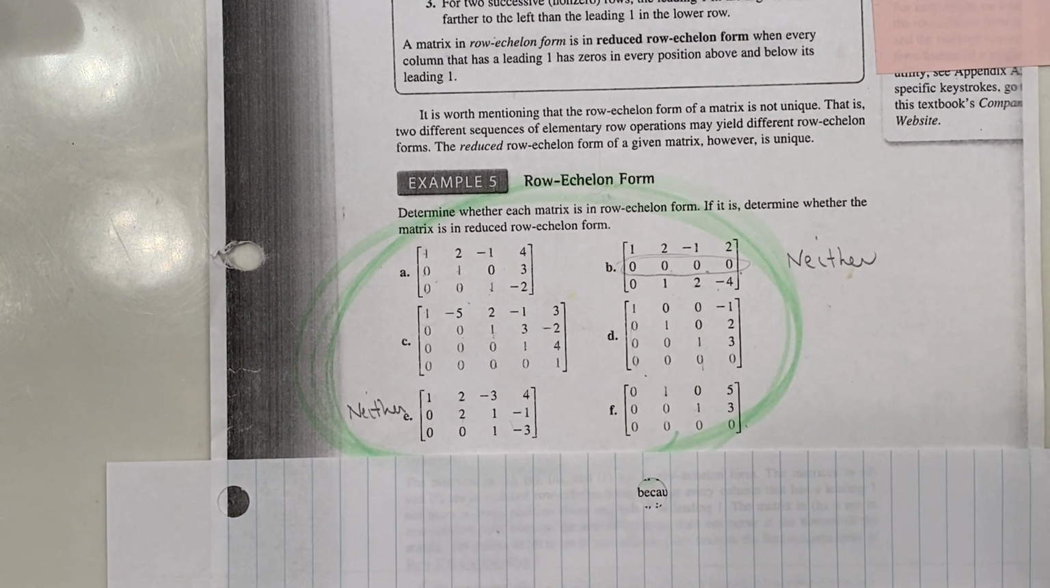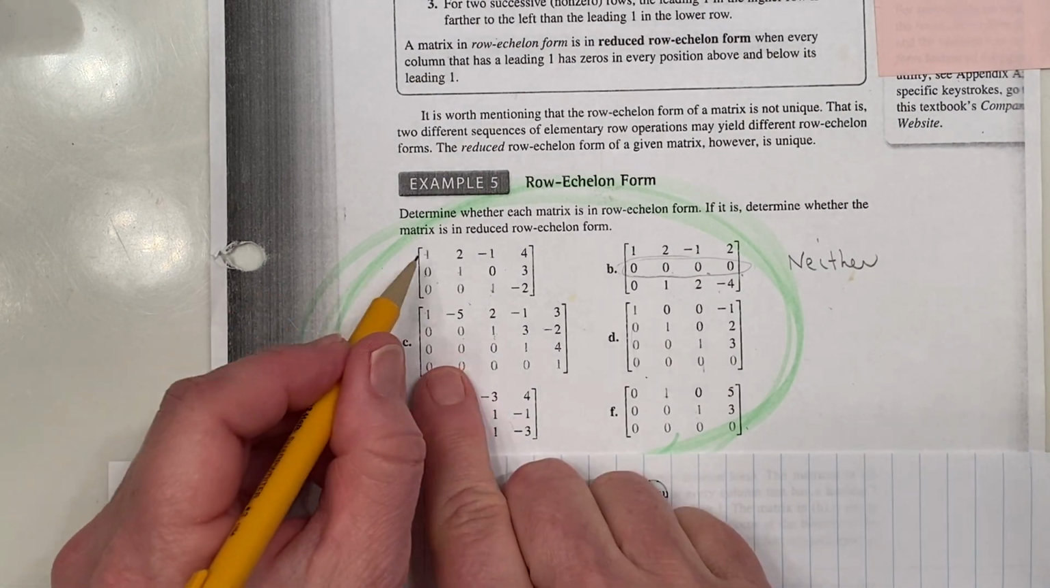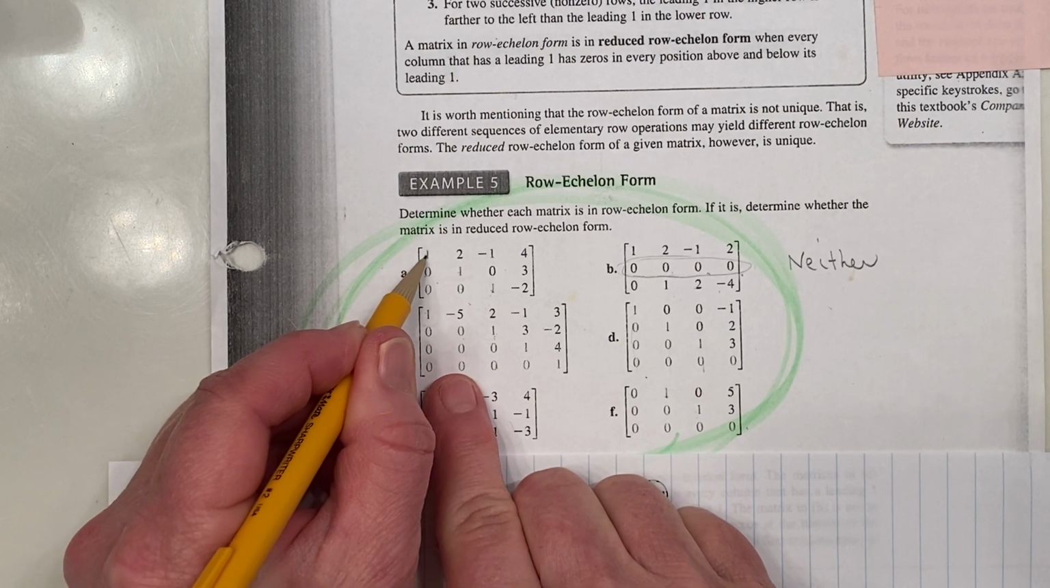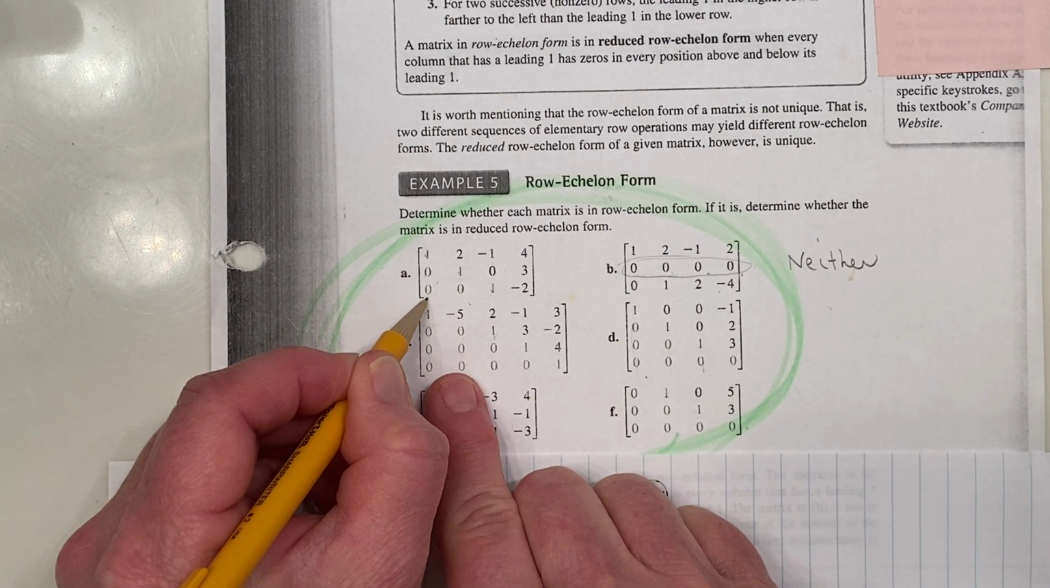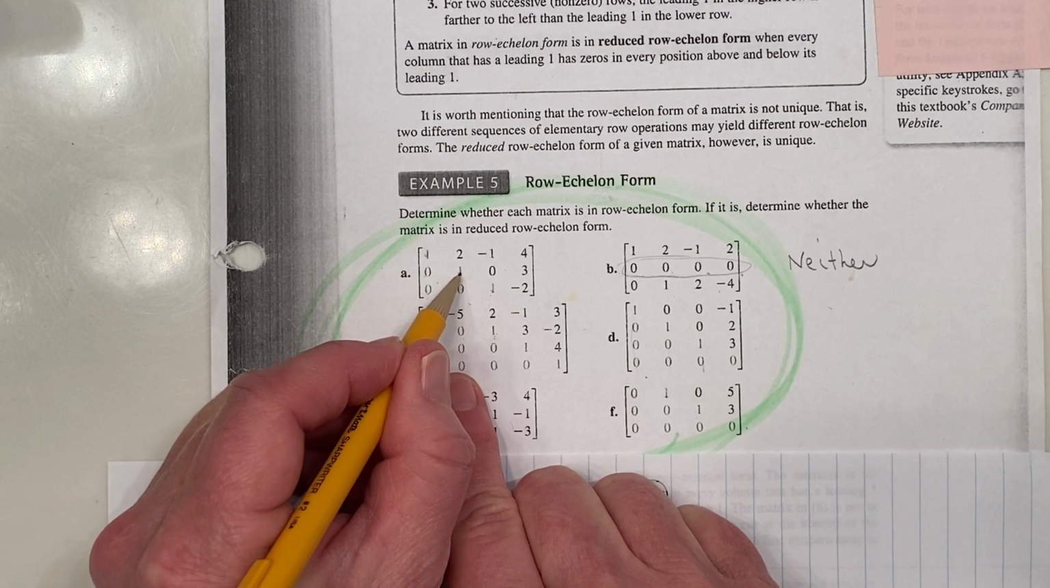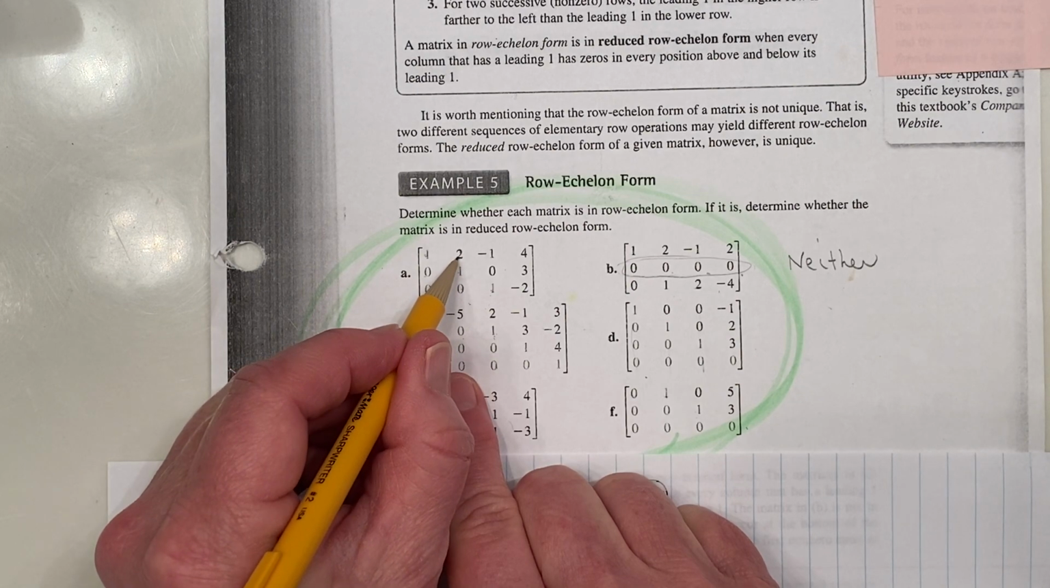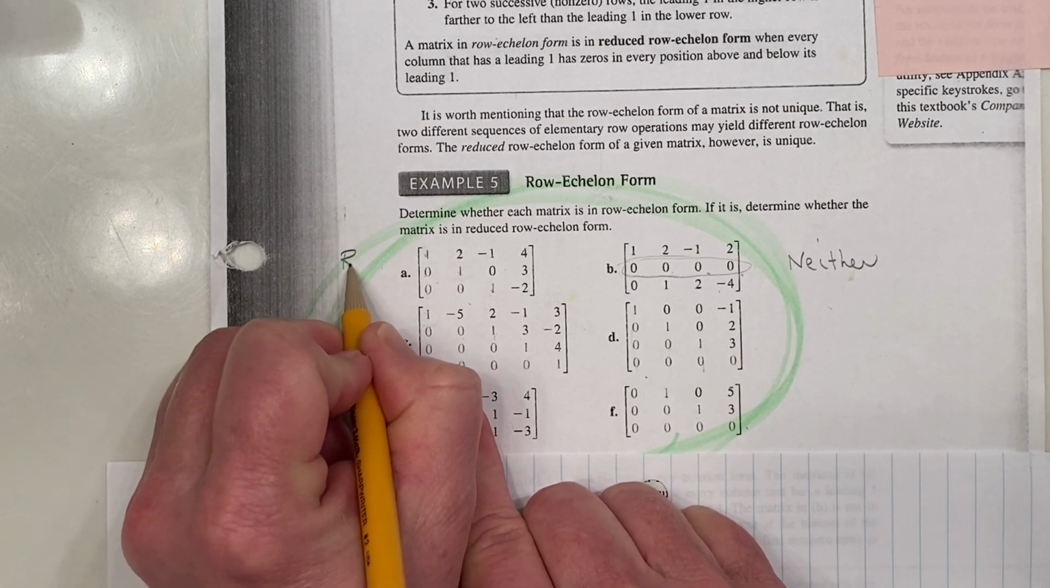Remember, reduced row echelon means that you look for the 1s that lead off each row, and then you look up and down, above and below that 1. If you have nothing but zeros above and below those 1s, then that's further in reduced row. All right, so example A. Here's my 1. I look down, all zeros. Okay, now I'm going to go to this one. I look up. There's not a 0 there, so this is just row echelon.